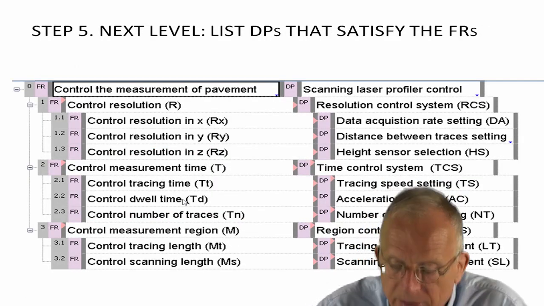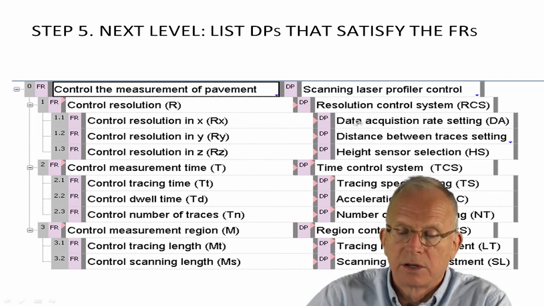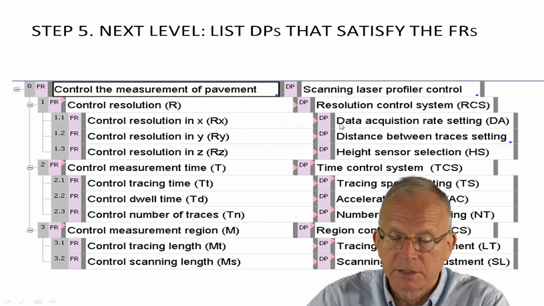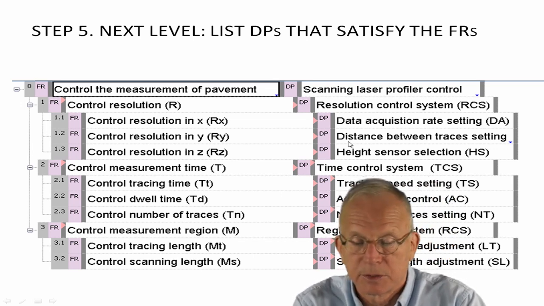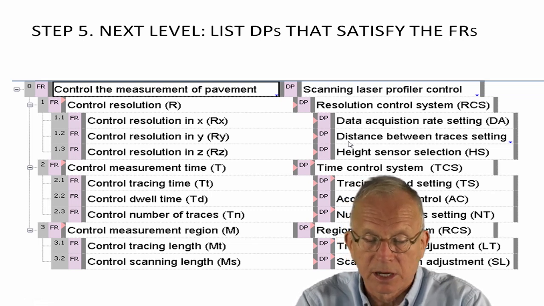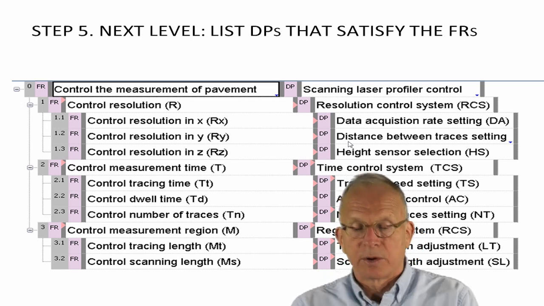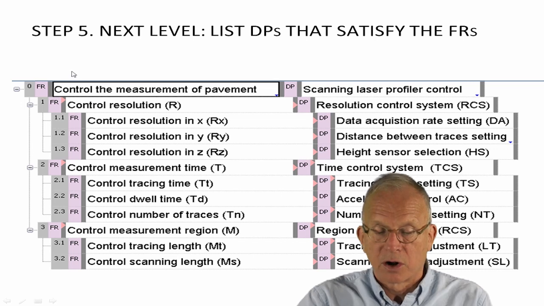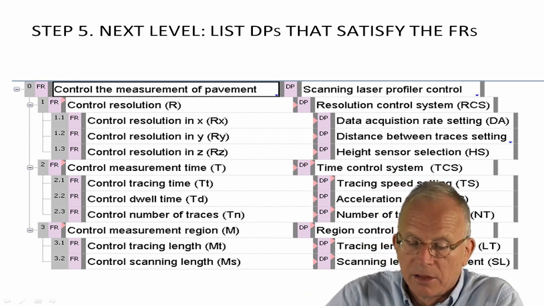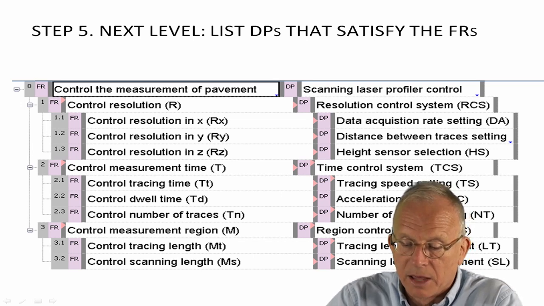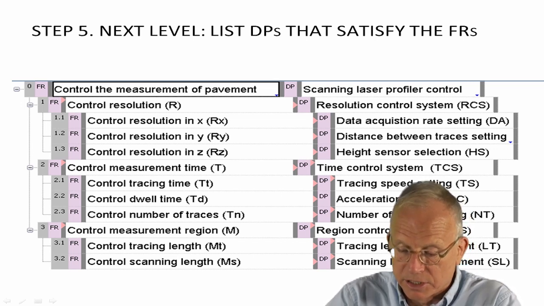So now if we put all of these into the matrix, or into the decomp with the corresponding DPs, data acquisition and rate setting, distance between trace settings, sensor selection. So these are all in the resolution. Tracing speed, acceleration control, and number of traces are all in the time. And in the region control, it's still scanning length and the scanning length adjustment.